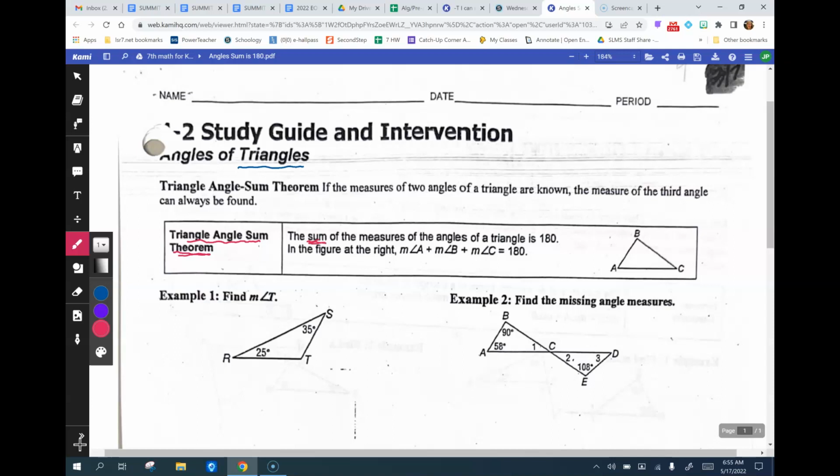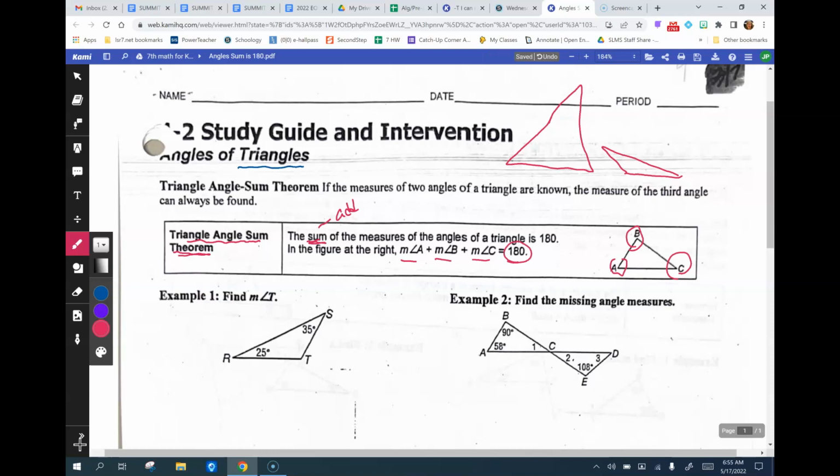So what this says is the sum. Well, what does sum mean? Sum means addition. So the sum of the measures of the angles of a triangle is 180. That means if I take every single angle and add it up, it's going to be 180. It doesn't matter if it's a triangle like this, like this, or like this. It doesn't matter what the triangle looks like. If I add the three angles together, I'm going to get 180.